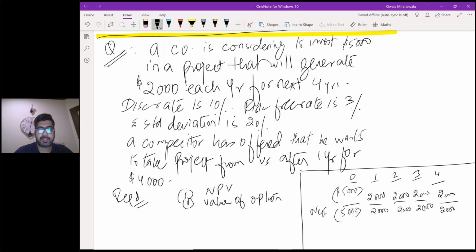This is the net cash flows multiplied with the discount factor of 10%. The 10% discount factors are 1, 0.909, 0.826, 0.751, and 0.683. You get the present values: 5,000 negative, 1,818 positive.